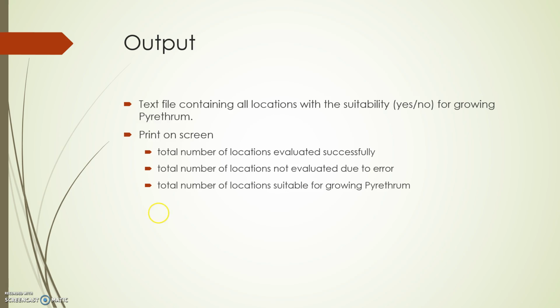So after our program runs, this is what will be output for the user. Firstly, a text file containing all the locations from the data with the suitability, either yes or no, whether it's suitable for growing the pyrethrum or not. The user will also have a print screen output, which will include the total number of locations evaluated successfully, the total number of locations not evaluated due to error, and the number of locations suitable for growing pyrethrum.